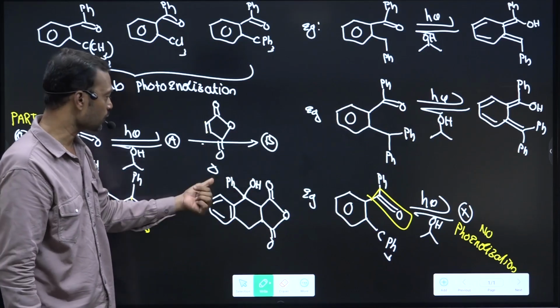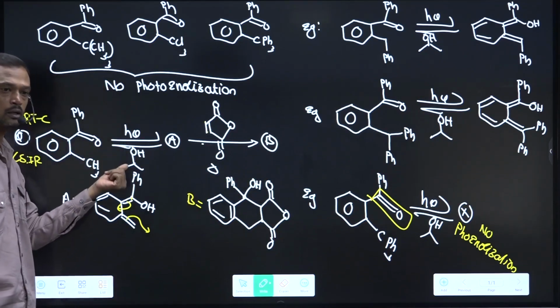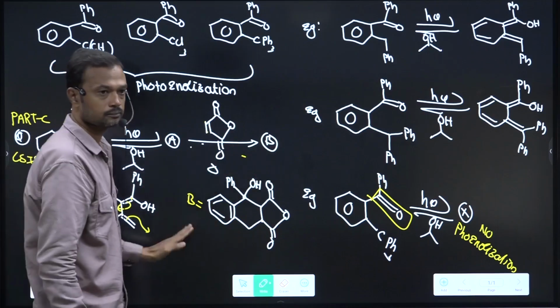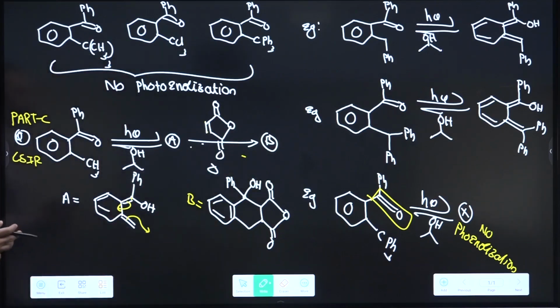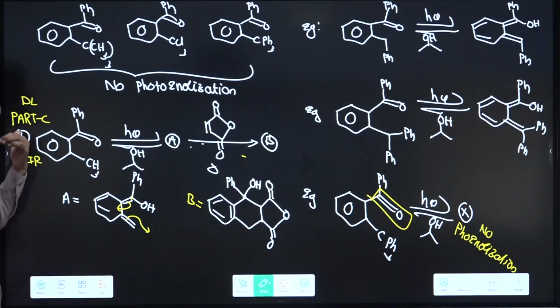So Diels-Alder is preferred under which condition? Thermal. But right now it is preferred after photoenolization, which is possible under photochemical conditions. So from here to here A, from here to here B, like that. Even in the GATE examination, these simple possibilities they are asking, especially in GATE, and even in CSIR also they are asking.